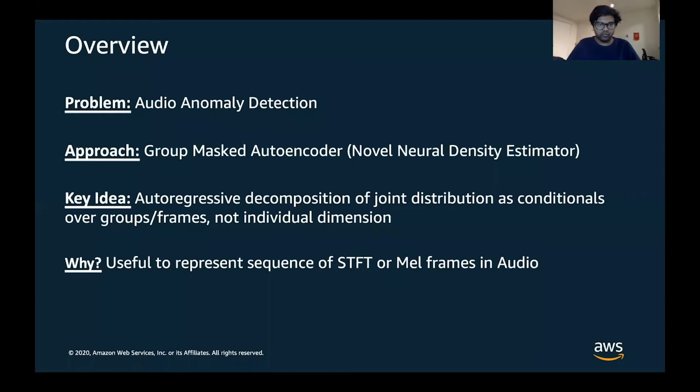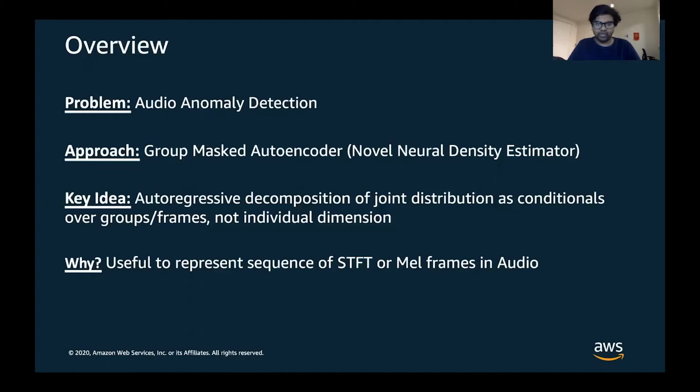So this is the overview of my talk. The problem we are trying to solve is the audio anomaly detection problem. I will introduce the problem, and it's an unsupervised setting. I'll explain why it is unsupervised. Next, I'll talk about the approach, the way we solve this.